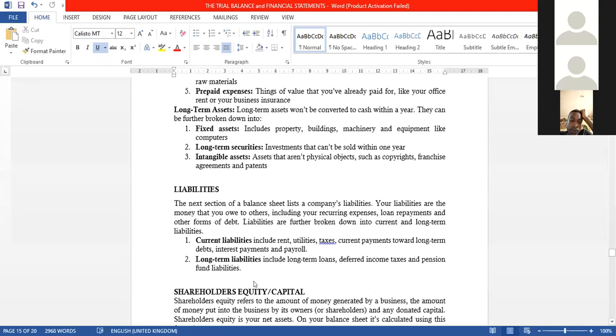On the other hand, we have what we call liabilities. Liabilities, simply put, are monies that we have borrowed from outsiders. Money that a business borrows from outsiders. We call them liabilities because we will pay for them in the future.